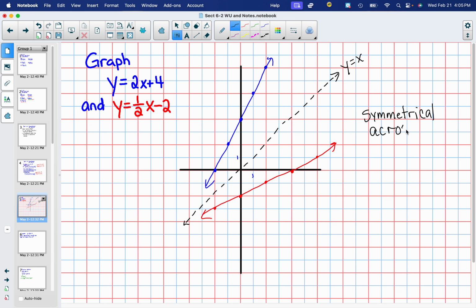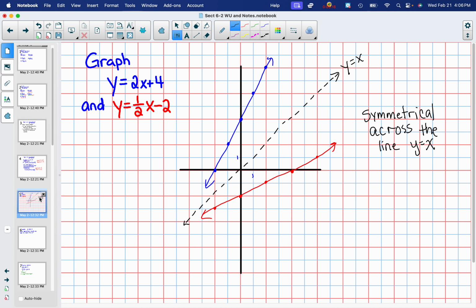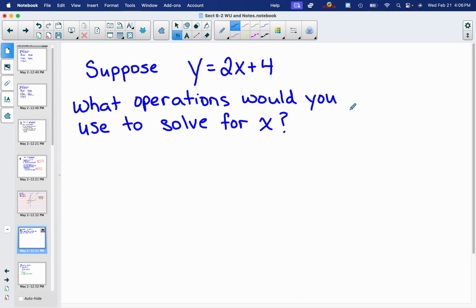across the line y equals x. And we're going to talk about a special relationship between these two lines that makes this true, where they'll be symmetrical across the line y equals x. So we'll come back to this picture in a minute.